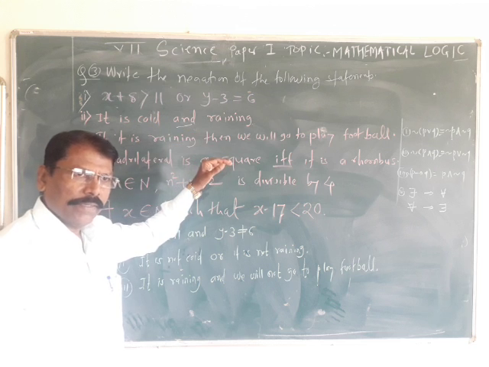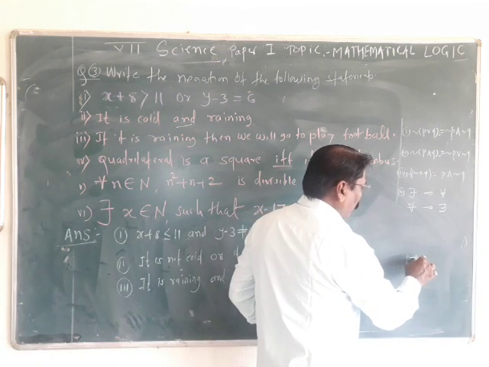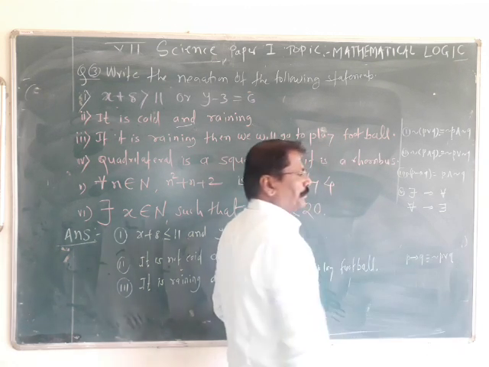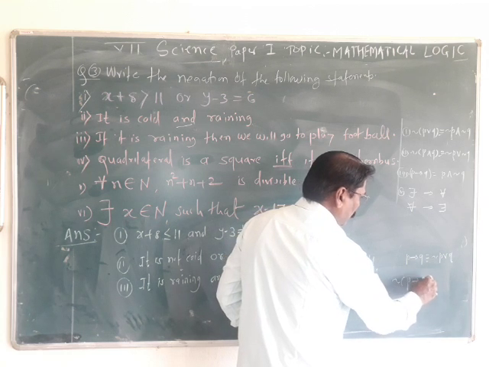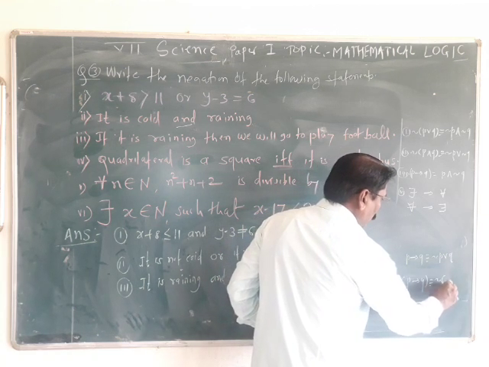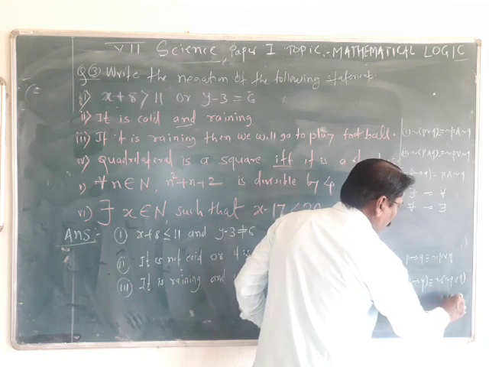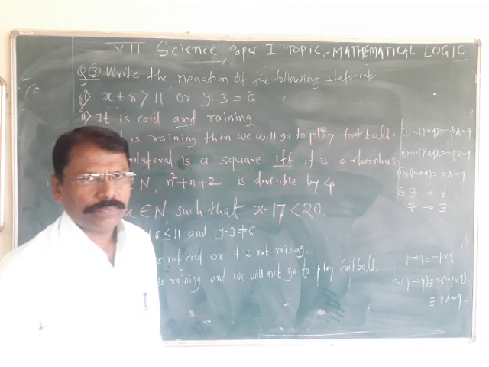The conditional statement can be written, just for revision I am writing, P implies Q. We can write negation P or Q. But if you take the negation on both sides, so this is negation of negation P or Q. By De Morgan's law, it will be P and negation Q.